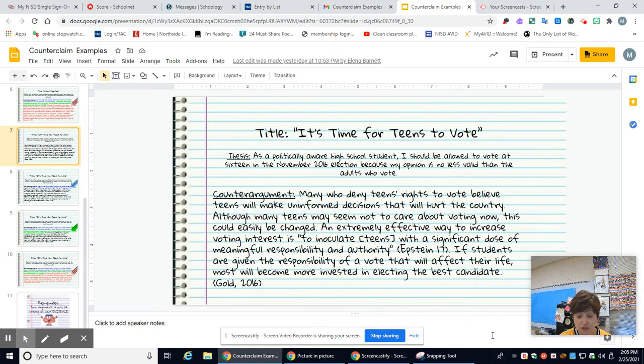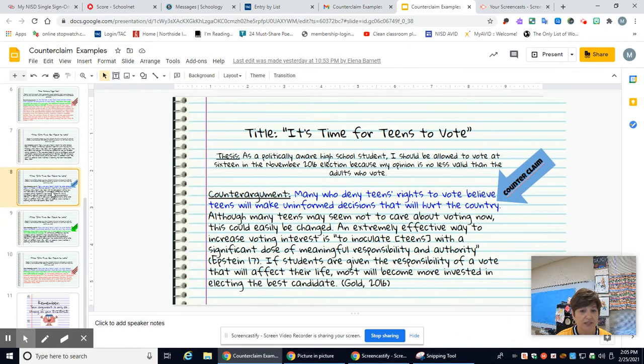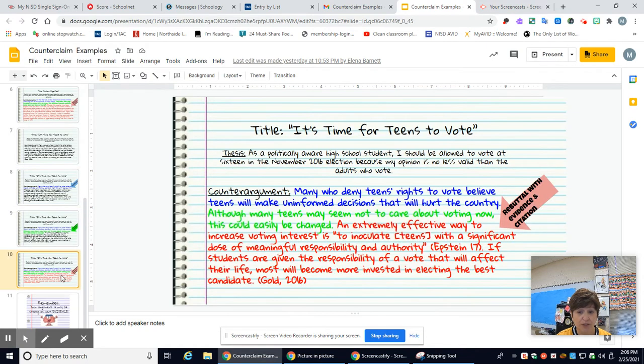Okay, remember we like to give credit where credit is due. You never copy and paste someone else's words and claim that they are your own. That's plagiarism. All right, so let's look at this. Here's the counter argument in blue. Many who deny teens' right to vote believe teens will make uniform decisions that will hurt the country. Let's look at the support. In green, although many teens may seem not to care about voting now, this could easily be changed. And here is the rebuttal with the evidence and citation in red.